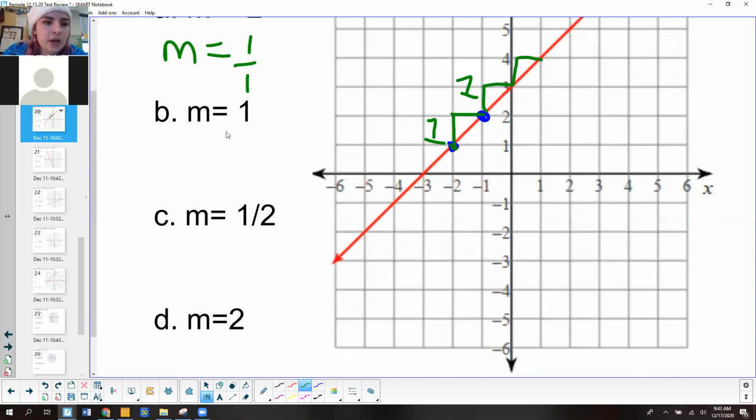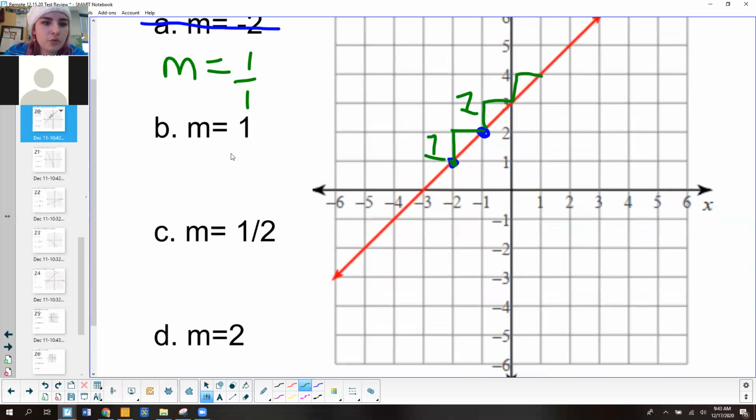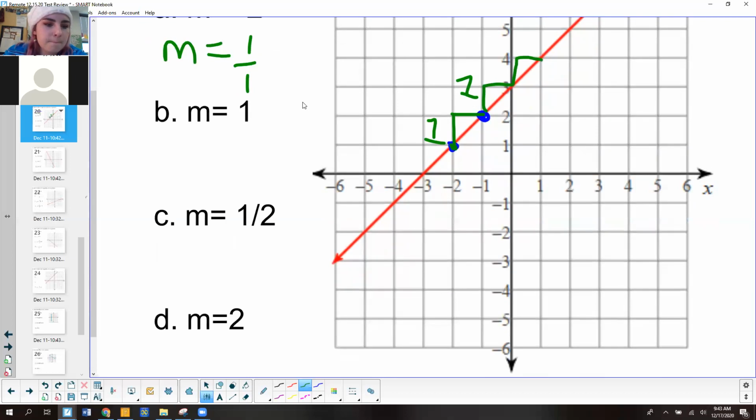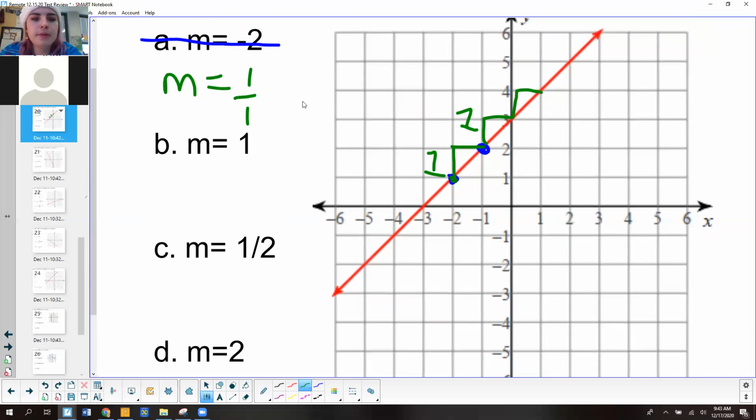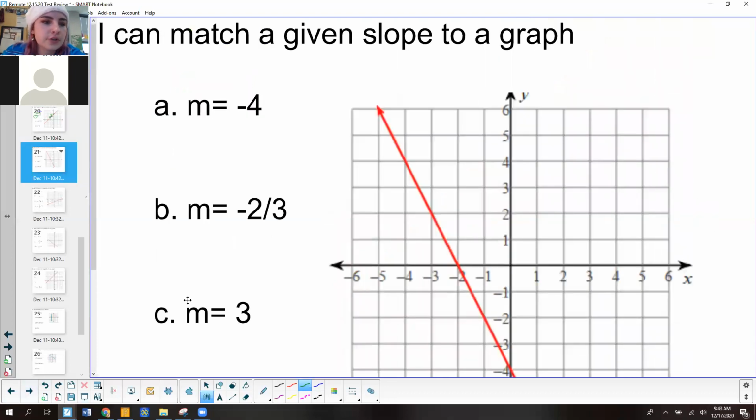All right, type in the chat, which one's the correct answer then? Which one is equivalent to 1 over 1? So type in the answer. Is it A, C, or D? Awesome job, guys. So B is gonna be our answer, m equals 1. All right. Again, if you have any questions, make sure you're stopping me, asking, typing them in.